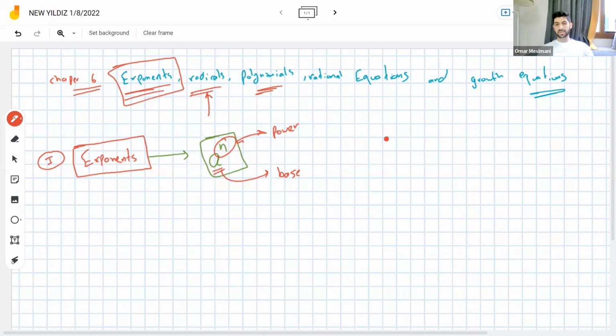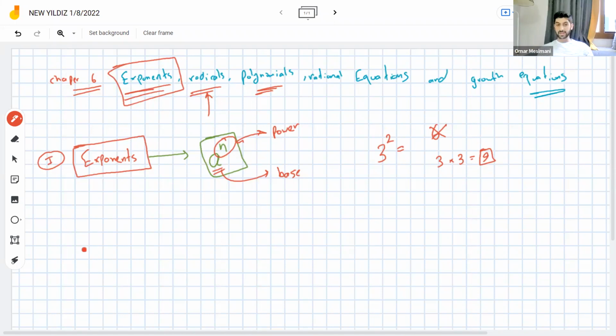As an example, 3 to the power of 2. It's not 6. It's a mistake to say 6, because it's not multiplying the 3 with the 2. Basically, 3 power 2 means that you repeat the 3 two times: 3 multiplied by 3, and the answer is 9. That's a base and that's a power. A base and a power, that's what we call an exponent.